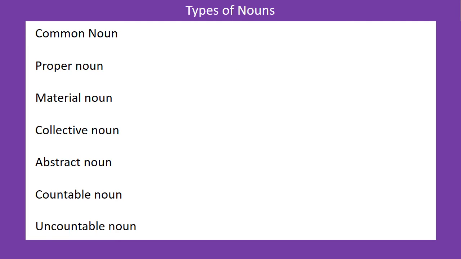Here in this slide I am going to tell you the types of nouns. The types of nouns are common noun, proper noun, material noun, collective noun, abstract noun, countable noun, and uncountable noun. So these are the types of nouns. Let's learn more about the types of nouns. Let's move on to our next slide.